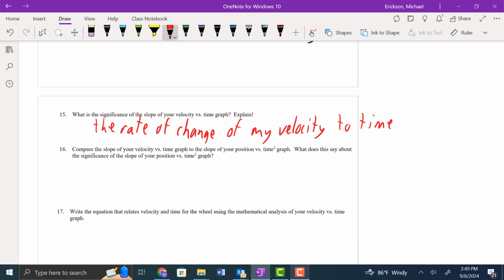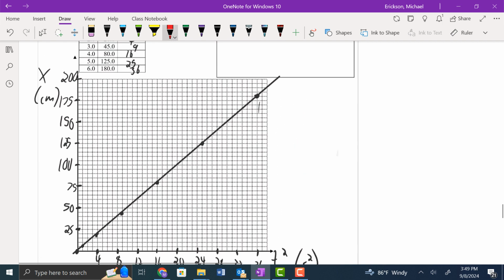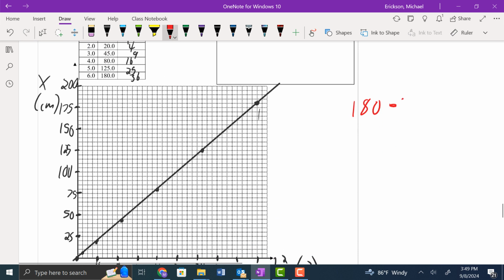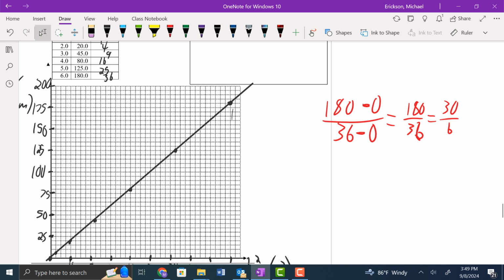Now let's do the next graph, the position versus time squared graph. So I'm going to do the same thing, rise over run. These units will be interesting. So I've got 180 minus, and I think we start at 0. Yeah, 0 over 36 minus 0. And I'm going to get a slope here of 180 over 36, which is 30 over 6, which will be 5 centimeters per second squared. Yeah, let's talk about those units too. So remember the x is centimeters, and t squared is seconds squared. So this is more straightforward, my units are centimeters per second squared.